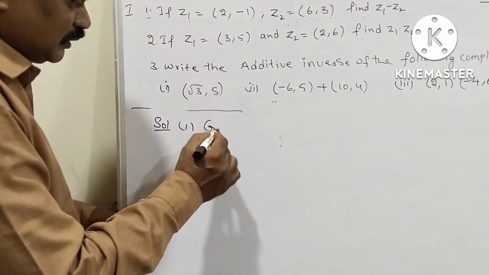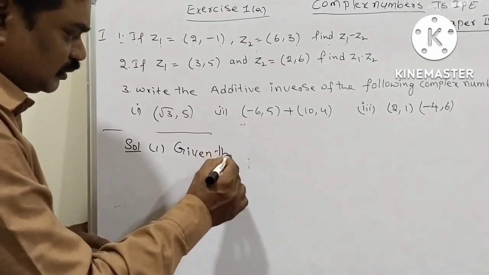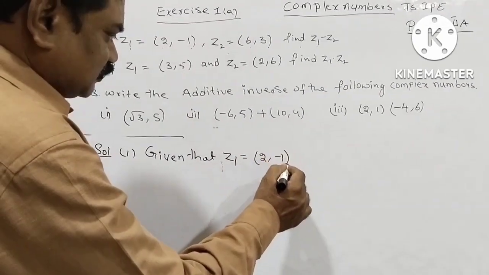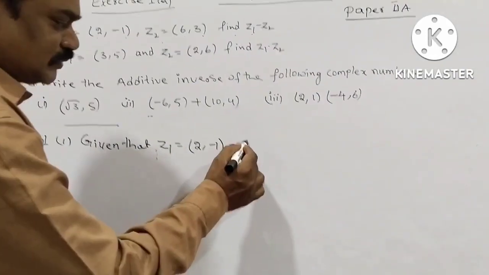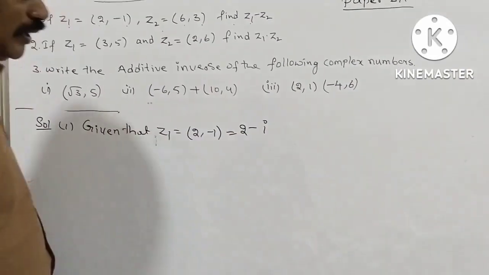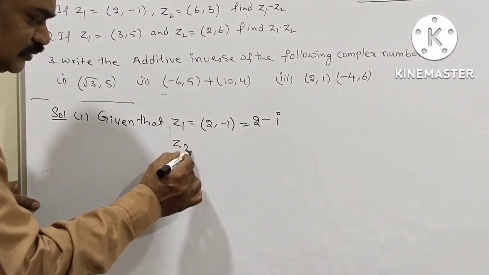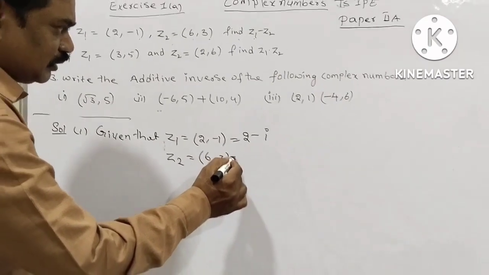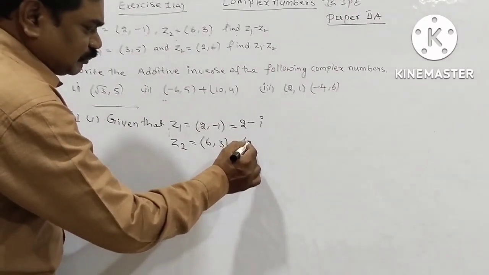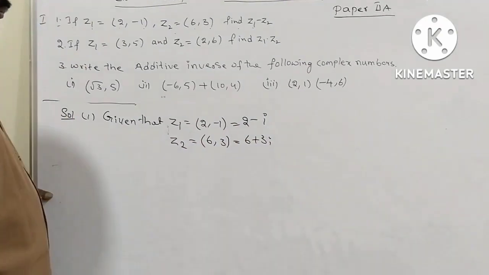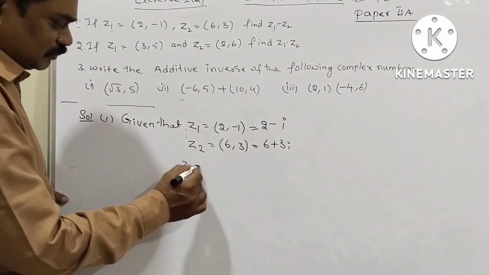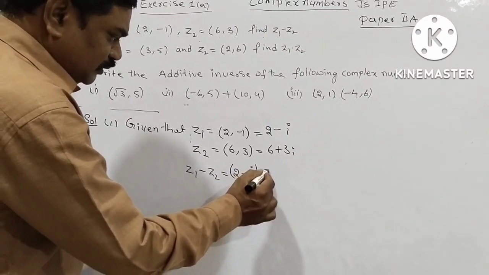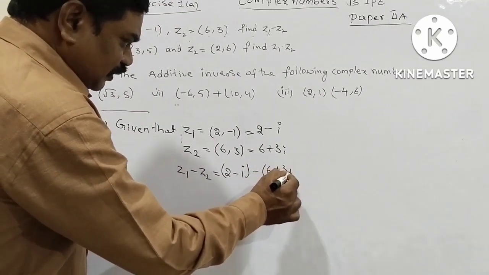What is given? Z1 is equal to (2, -1), which we write in complex number form as 2 minus i, and Z2 is equal to (6, 3), which is 6 plus 3i. We want to find Z1 minus Z2, which is 2 minus i minus (6 plus 3i).